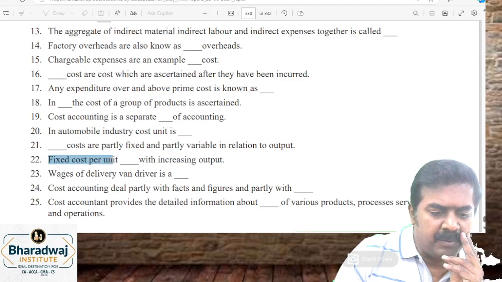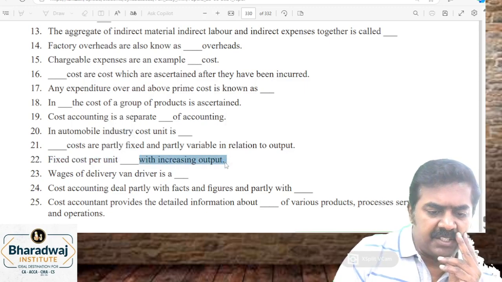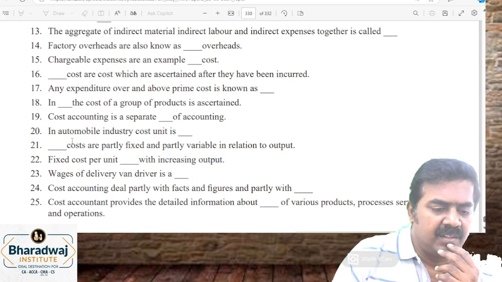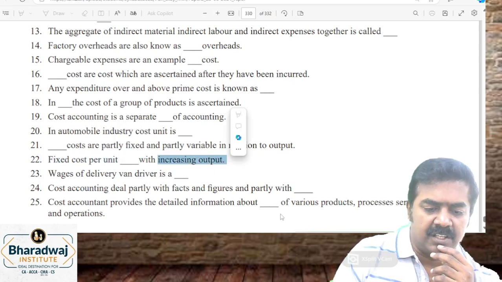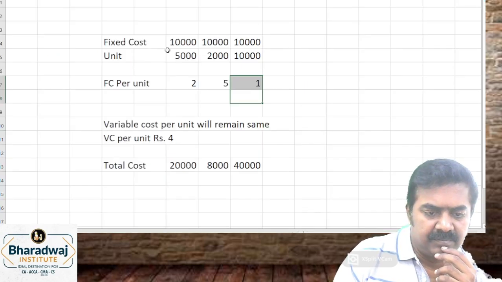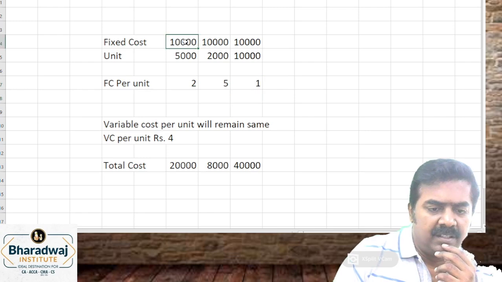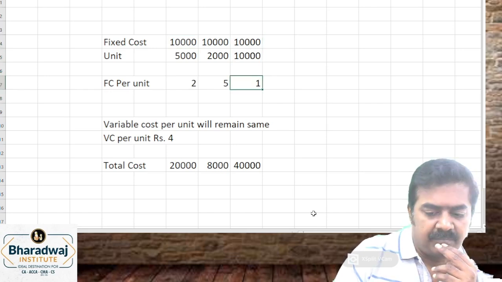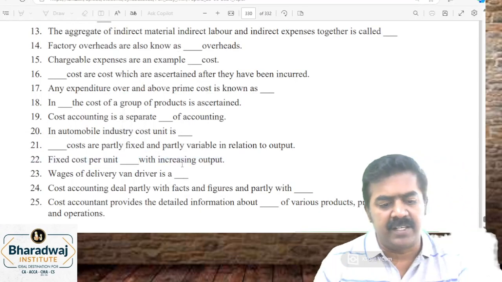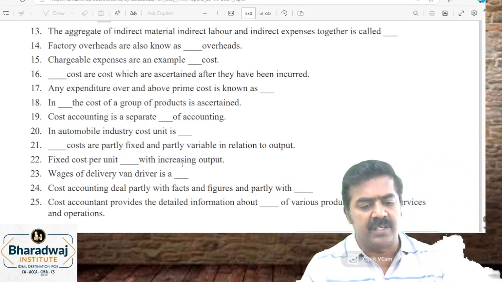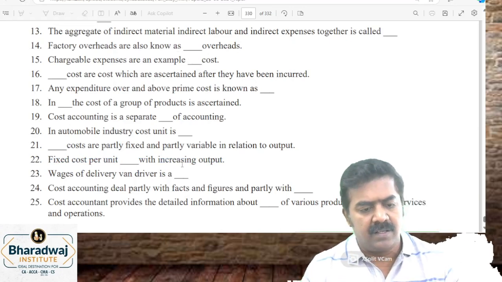Fixed cost per unit with increasing output is given. What happens to fixed cost per unit when output increases? In this example, fixed cost is 2 rupees per unit at 5000 units. When output increases, what happens? So what is the answer? Fixed cost per unit decreases when output increases.